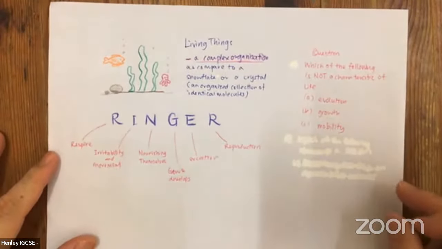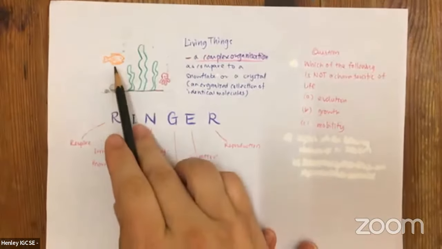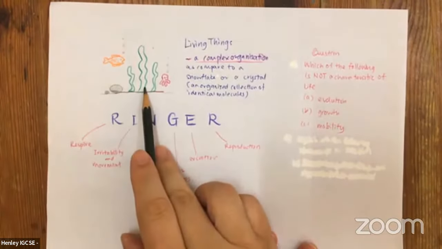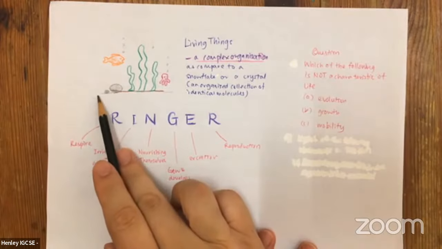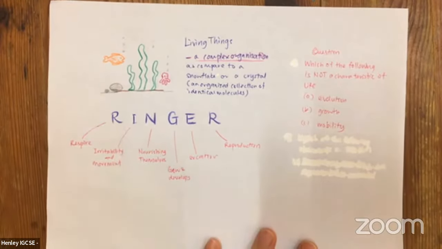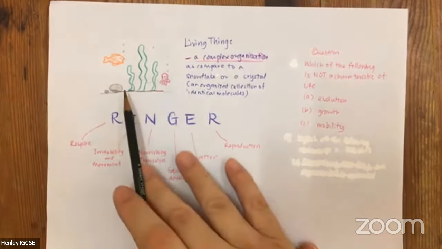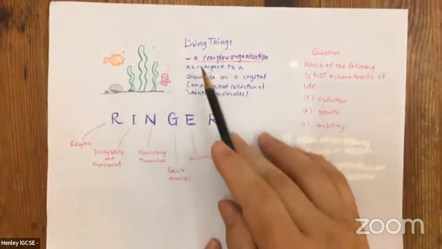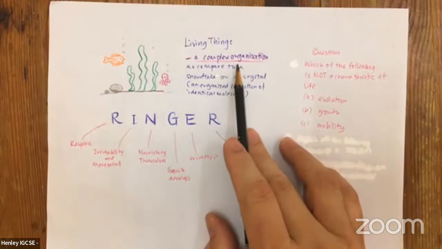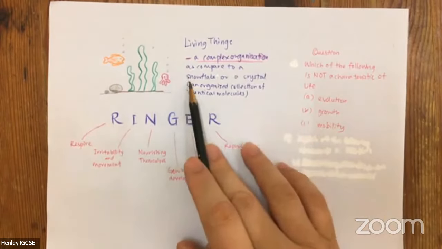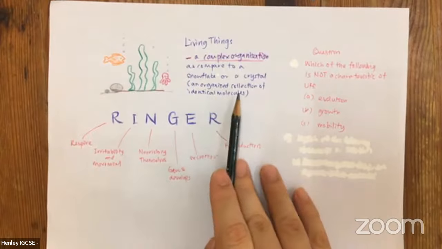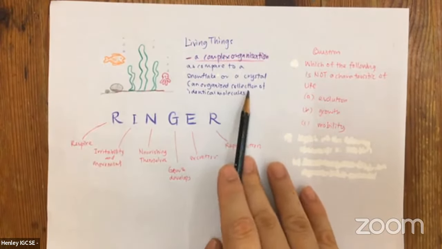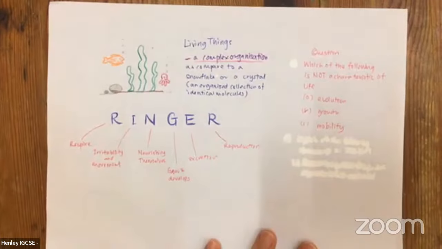And for living things, just like here we have fish. Yeah, this is a living thing. We have seaweed. This is also a living thing, and we have this small octopus, but the stone is not. Okay, just compare the stone or any other non-living thing. A living thing is a complex organization. For snowflakes and crystals, they are just an organized collection of identical molecules.